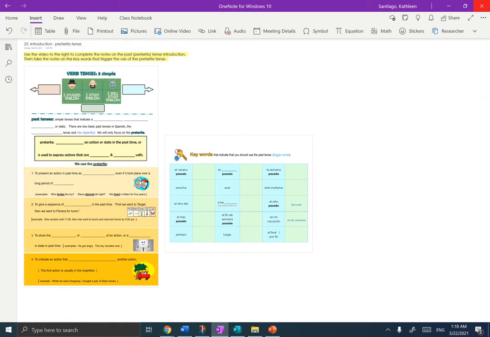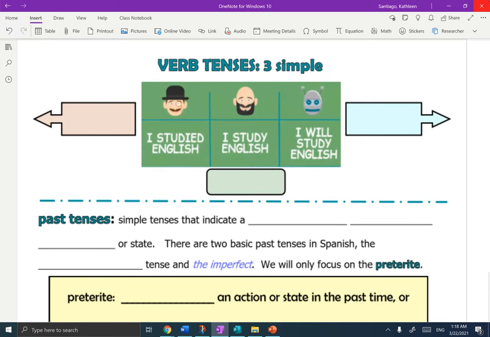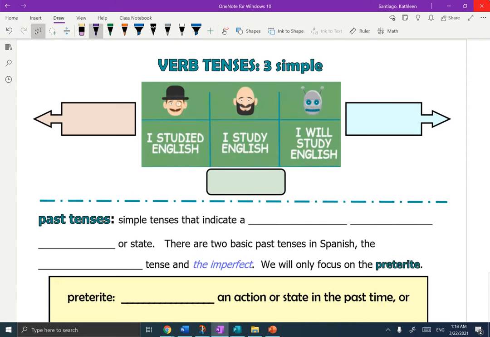I'm in your OneNote, Chapter 8, on page 23, Introduction to the Preterite Tense. I'm going to eliminate the table of contents and make the notes big. Okay, so let's go ahead and take these first notes.